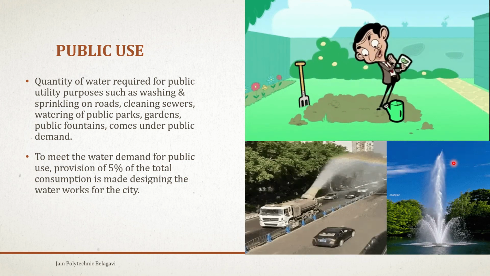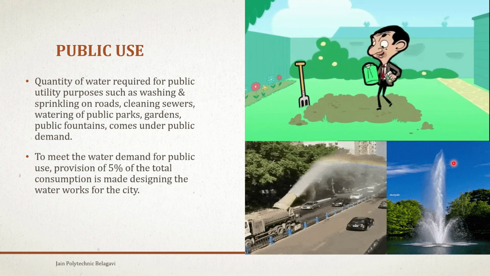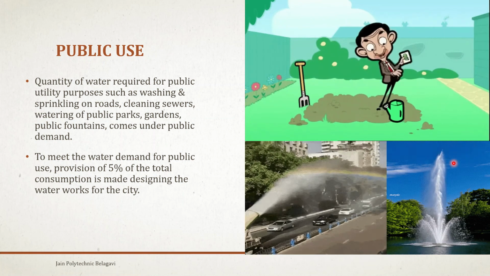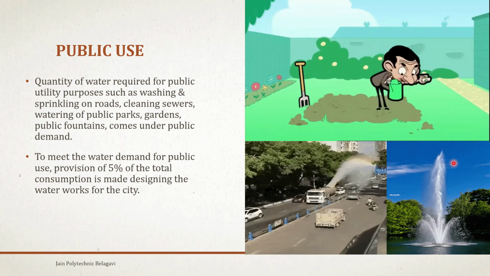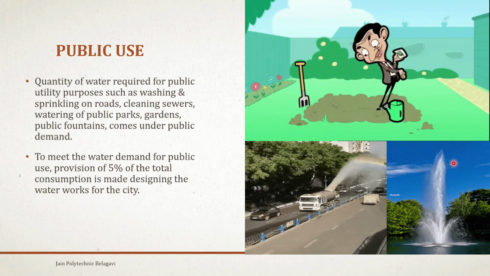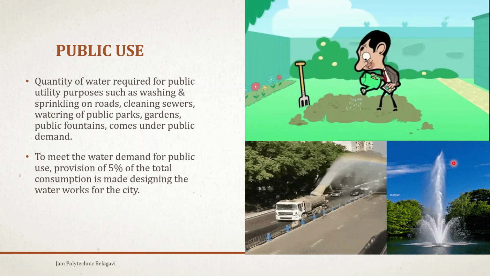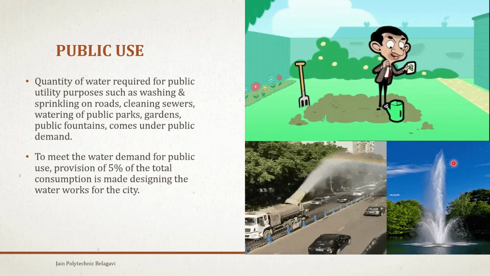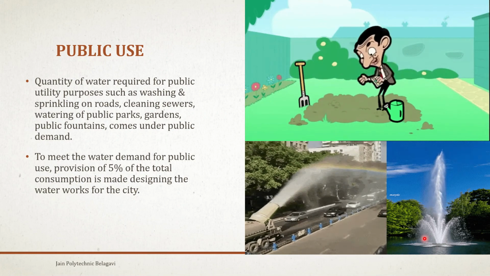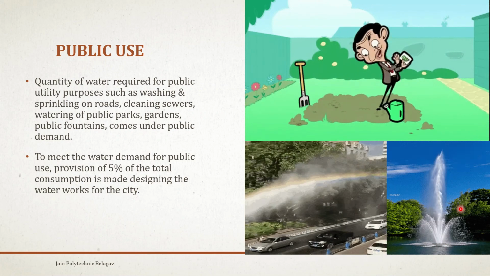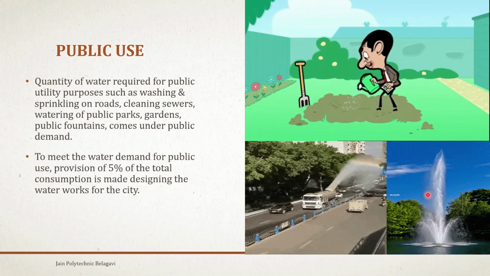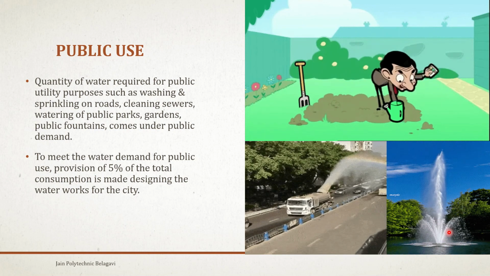Similarly, here on the left side, there is a water tank cleaning the road, and you can see a rainbow because the sunlight is passing through that water. And on the right side you can see a fountain. It is a public garden where the fountain is being used.